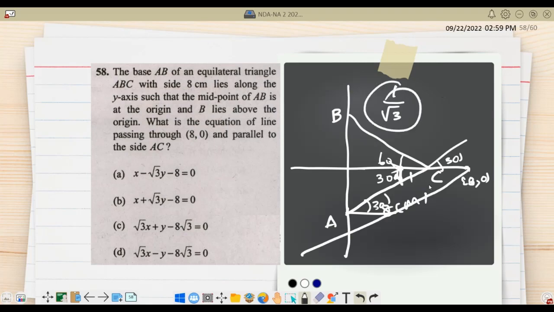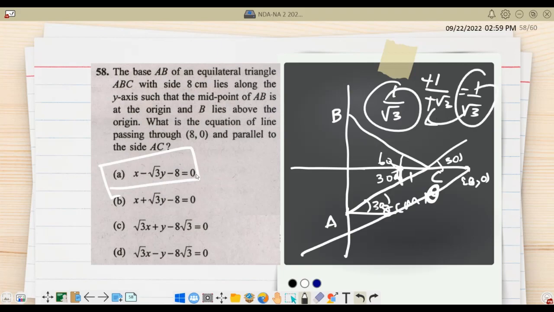So this line should also have the slope of 1 by root 3. We know the slope is equal to minus a by b. We can clearly see that only this option satisfies that, because a value is 1 and b value is minus root 3, so minus a by b gives you 1 by root 3. Only this line has a slope of 1 by root 3 among the options. So option A is our answer.